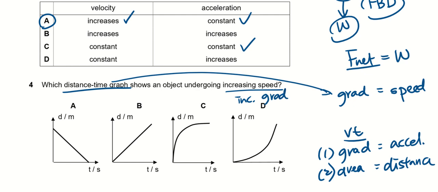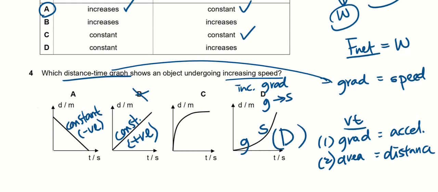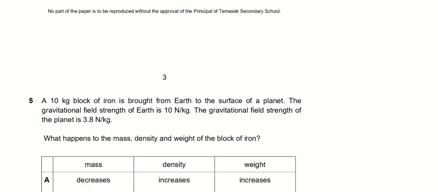Increasing gradient. So for B, it is out because this is constant gradient. This is also constant gradient because it's a straight line and it's negative gradient, negative constant. This is positive constant. Now, in order to be increasing gradient, it must be from gentle to steep. Okay, so this is gentle to steep, so answer will be D. Okay, answer for question 4 is D.